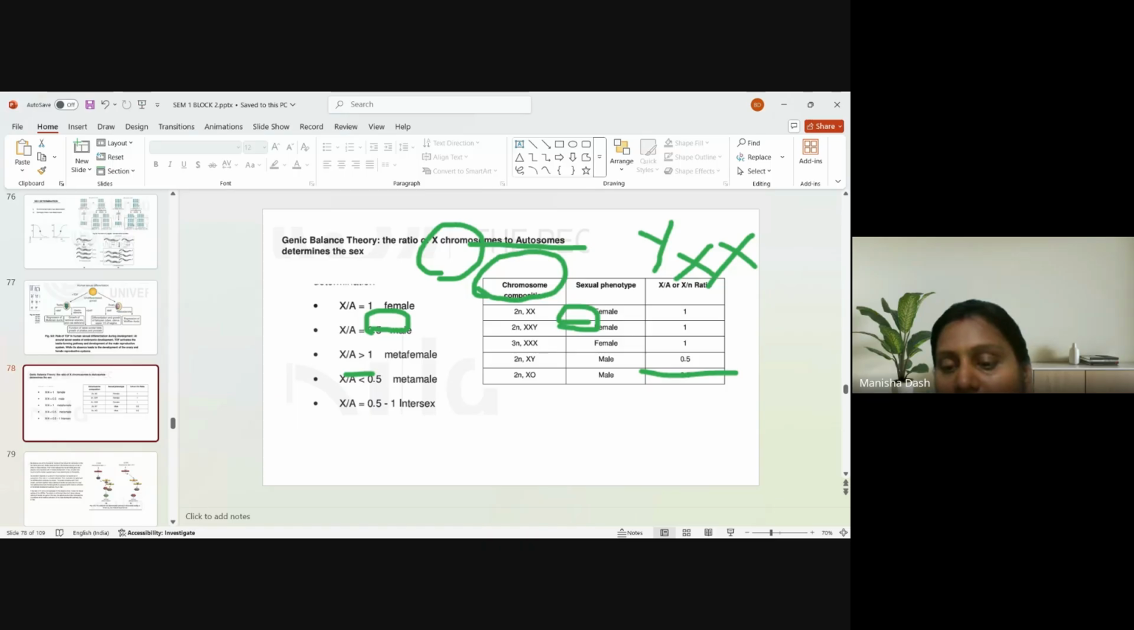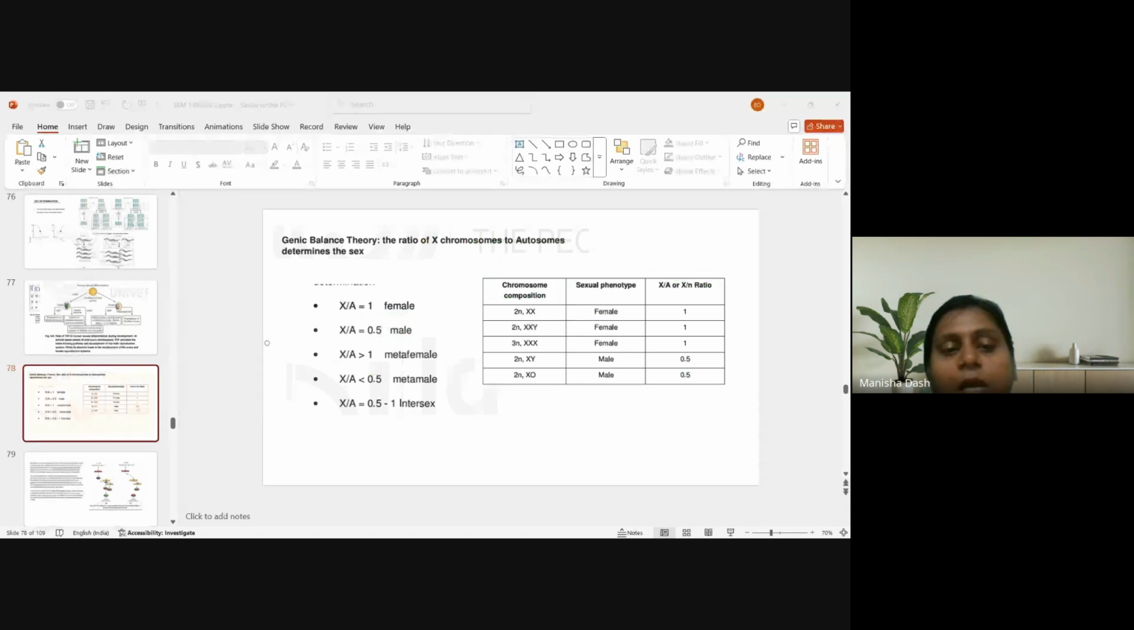In Drosophila, there is an interesting way: the genic balance theory is used to predict the sex of the individual, where the ratio of autosomes and sex chromosomes determines maleness and femaleness. If the X by A ratio is 1, it will develop as a normal female. If it is 0.5, it will develop as a male. If it is more than 1, it is a meta female or super female. If it is less than 0.5, a meta male or super male. If it is between 0.5 and 1, it is called intersex, meaning it is neither male nor female.